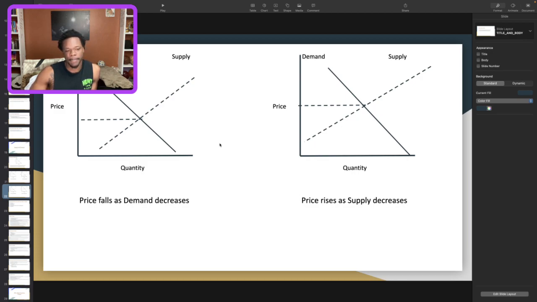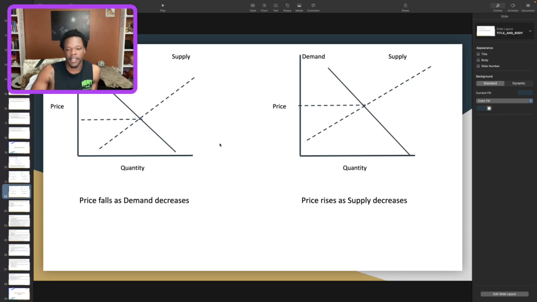So essentially, the more people don't want to buy the shoe, let's say for example, the more demand decreases for the shoe, the more the shoe's not popular, then more people are going to put the shoe on sale, for example.